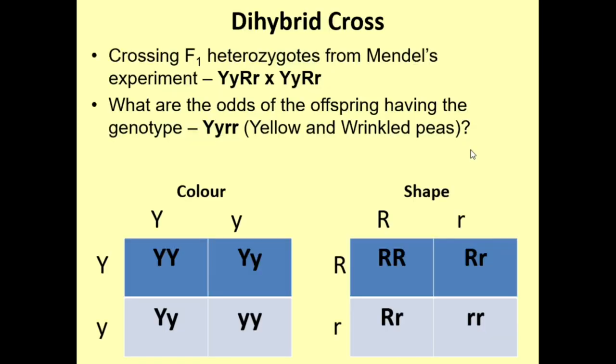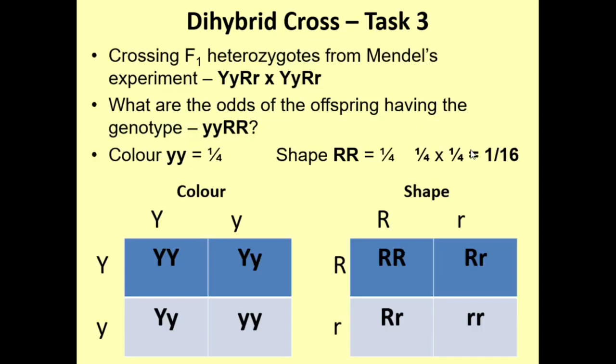Okay, so that is a much simpler and quicker way of working out these dihybrid crosses using the multiplicative law, rather than drawing out a 4x4 Punnett square, which can be a bit unwieldy.